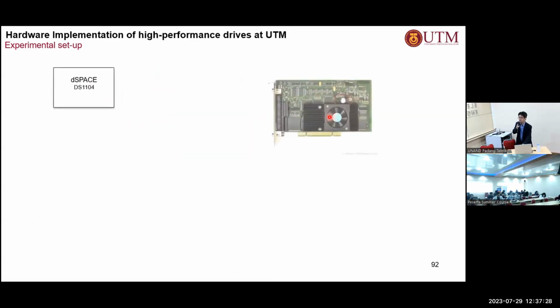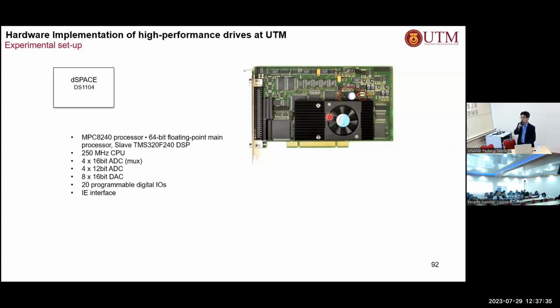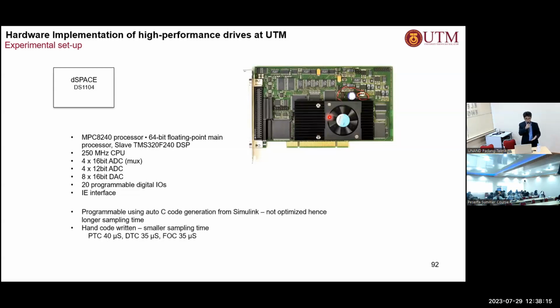In order to program the dSPACE, which is shown here, you slot it into your PCI slot of the PC, and it contains 2 processors: the master processor and the slave processor. The master processor uses the MPC8240, a 64-bit floating point processor. And then we have the slave, which is implemented using the Texas Instruments TMS320F240 digital signal processor, running at 250 megahertz for the main processor. Then we have several ADC and DAC converters, programmable digital I/O, and the incremental encoder interface.